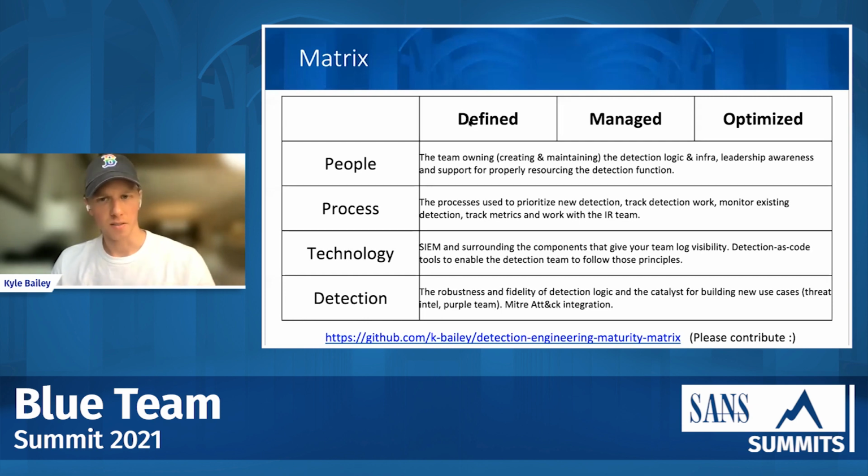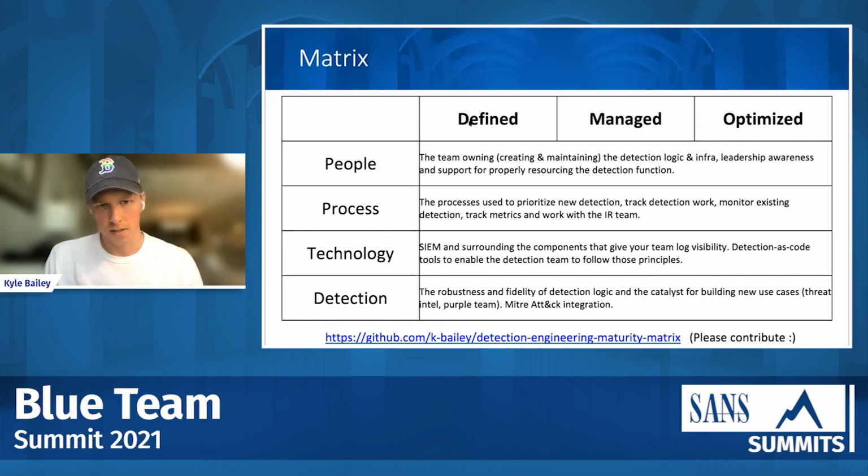But keep in mind that those other pieces are there too, and they would, in theory, fall under this sort of detection as code principle. YARA rules would be another good example of that, wherever you're doing YARA analysis. And then, how well are you doing detection as code? How well are you enabling your team to follow those principles and processes?